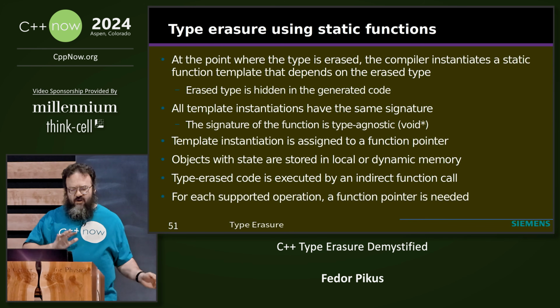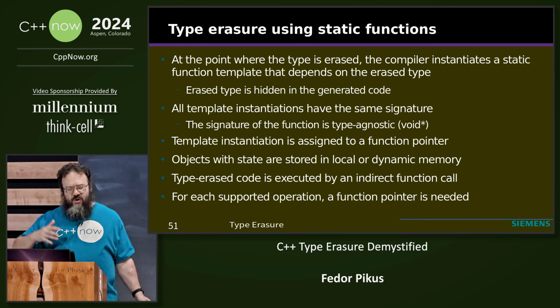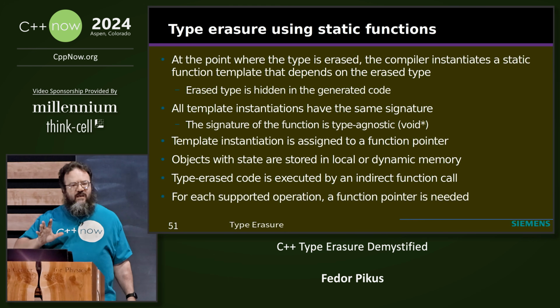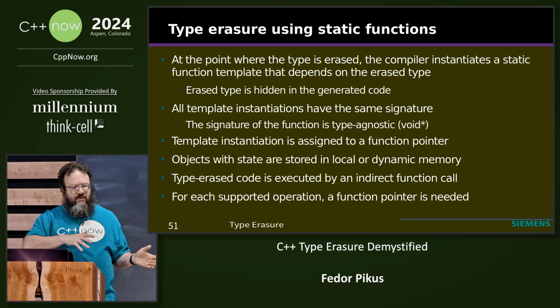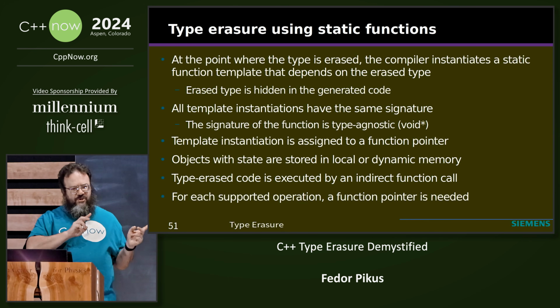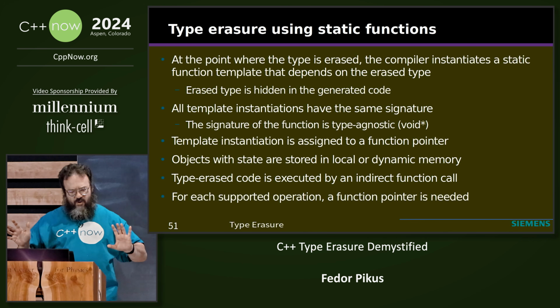Template instantiations are all assigned to the smart pointer. If you have a stateful object that you need to store, you store it in a char array in a buffer, or you allocate memory and store it there. Again, the type of this buffer that you store your deleter in doesn't know anything about what's being stored in it. It's char star. Your generated instantiation of the static function template would have to cast that char star to the right type of the deleter and do its work on it.